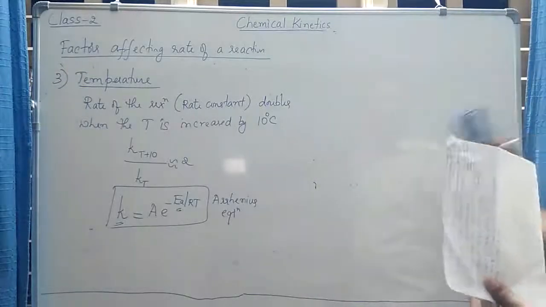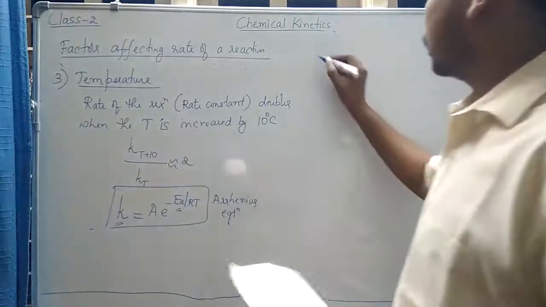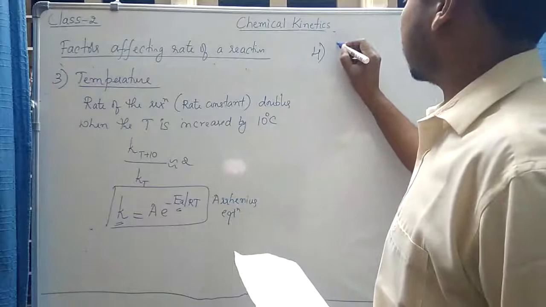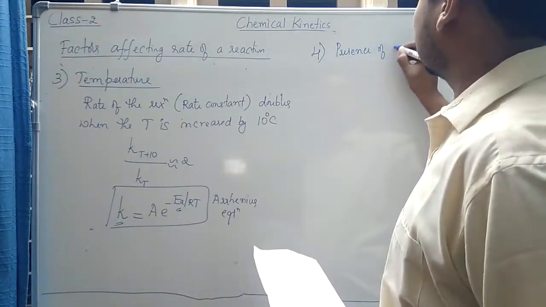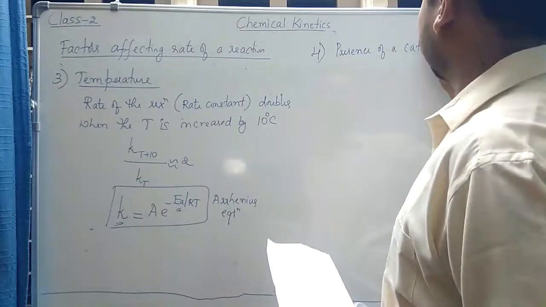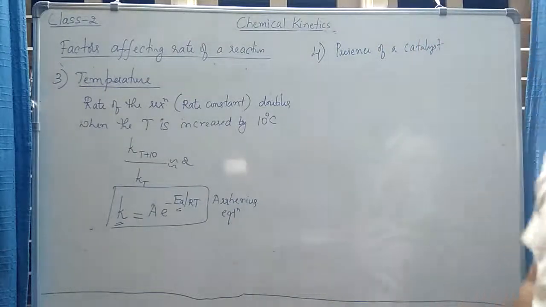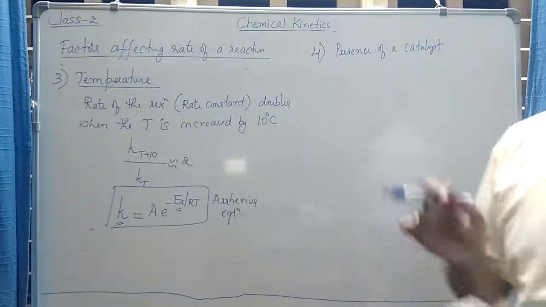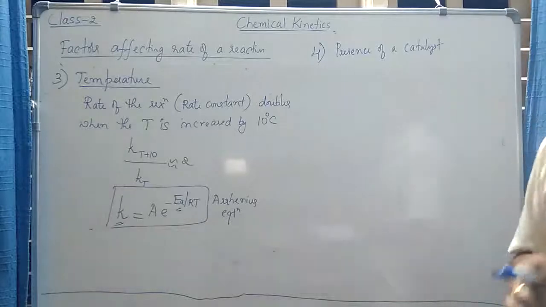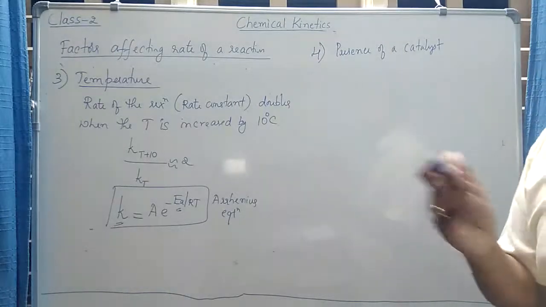You have other factors also which we will not discuss in detail here now. You have other factors such as the presence of a catalyst. What do you mean by catalyst? Catalyst is a compound or a species that itself does not undergo any chemical reaction. It does not participate in the reaction. Okay, it does not undergo chemical change.